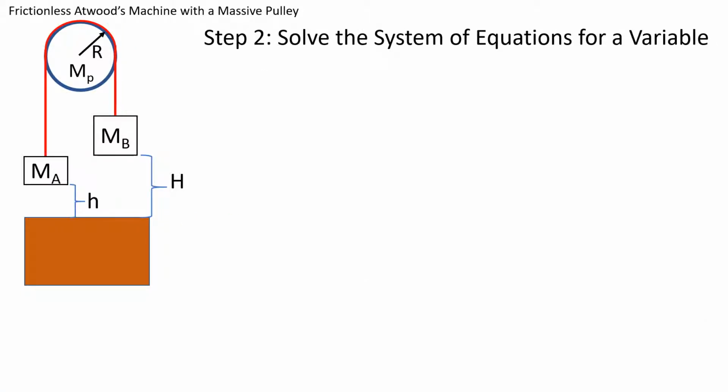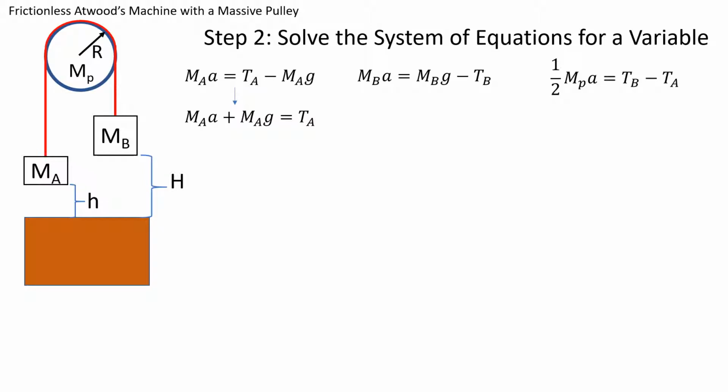So now we have our system of 3 equations and 3 unknowns, and we're going to write those down here again and pick a variable to solve for. So you can use any of your favorite algebraic methods of solving a system of equations. What I will do is eliminate tension from the problem first, each of T_A and T_B, and then solve for the acceleration.